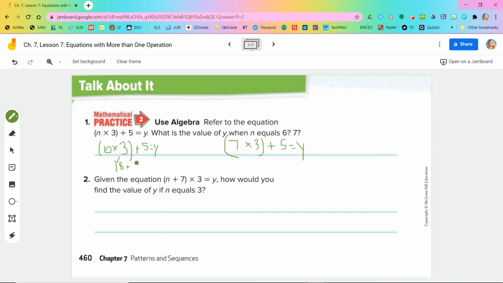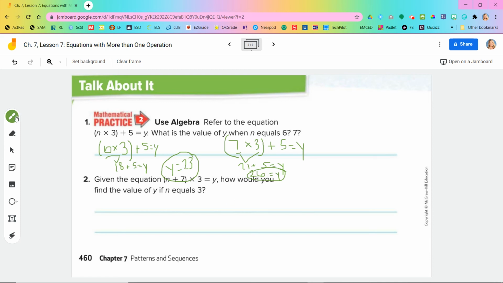All right, 6 times 3 goes first because it's in parentheses. 18 plus 5 equals y. 18 plus 5 is 23. So when n is equal to 6, y is equal to 23. Now over here, when n is equal to 7, so I do what's in parentheses first. 21 plus 5 equals y. 21 plus 5 is 26. So when n is equal to 7, my y is 26.